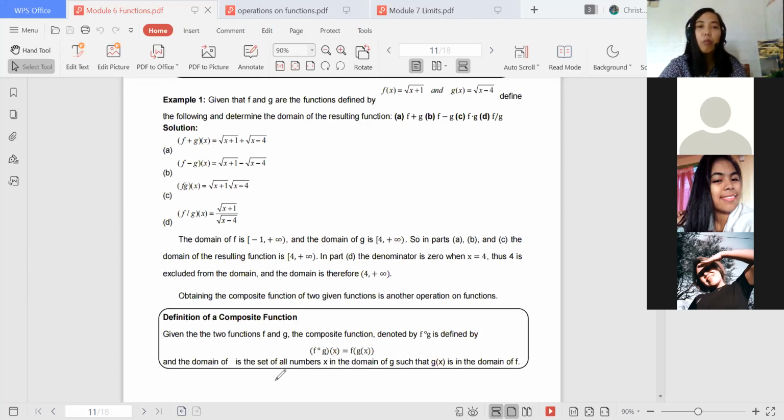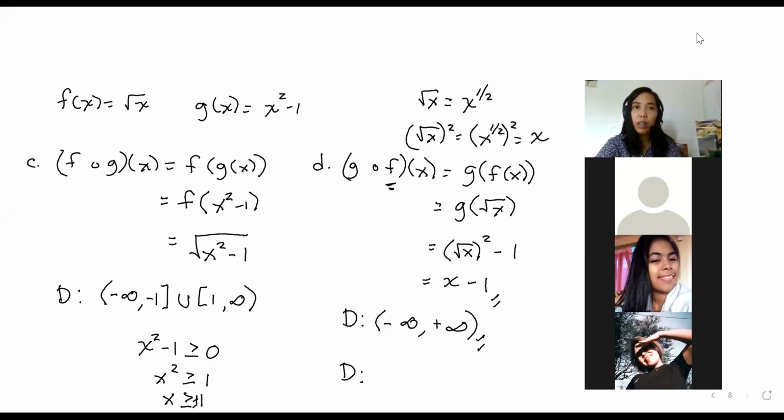So for g composite f, the domain of g should be in f. Okay? It's a subset or part of f. So when g composite f, the domain of f should be part of g. Okay? For f here, the square root of x, the domain we have there is 0 to positive infinity.